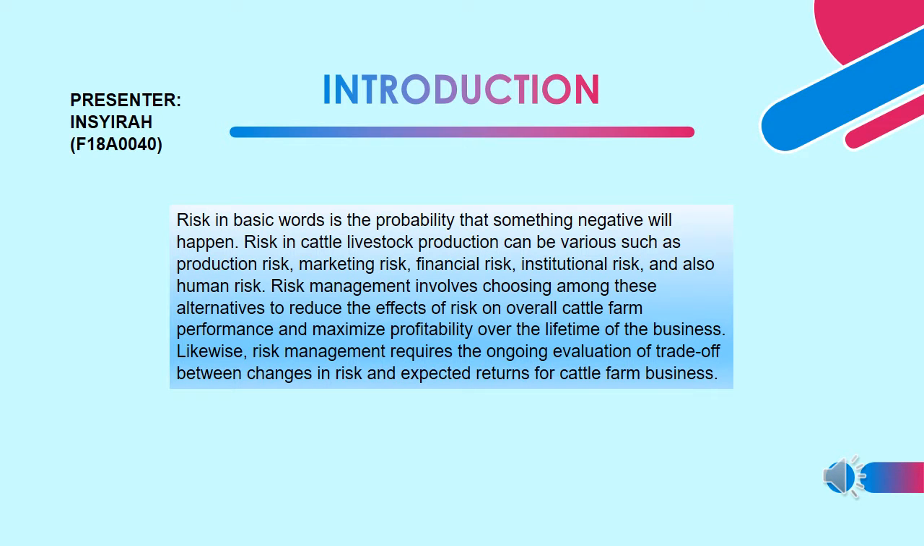For introduction, risk in basic words is the probability that something negative will happen. Risk in cattle livestock production can be various, such as production risk, marketing risk, financial risk, institutional risk, and also human risk. Risk management involves choosing among these alternatives to reduce the effect of risk on our cattle farm performance and maximize profitability over the lifetime of the business. Likewise, risk management requires the ongoing evaluation of the trade-off between change in risk and expected return for the cattle farm business.